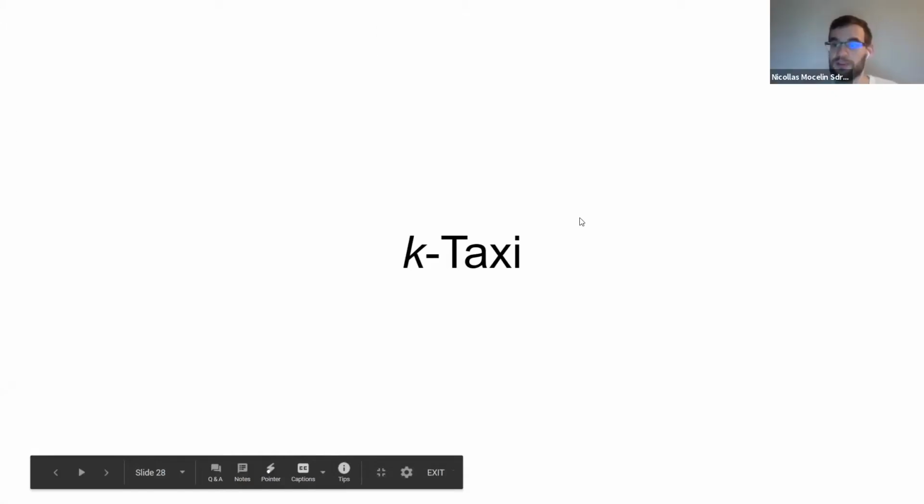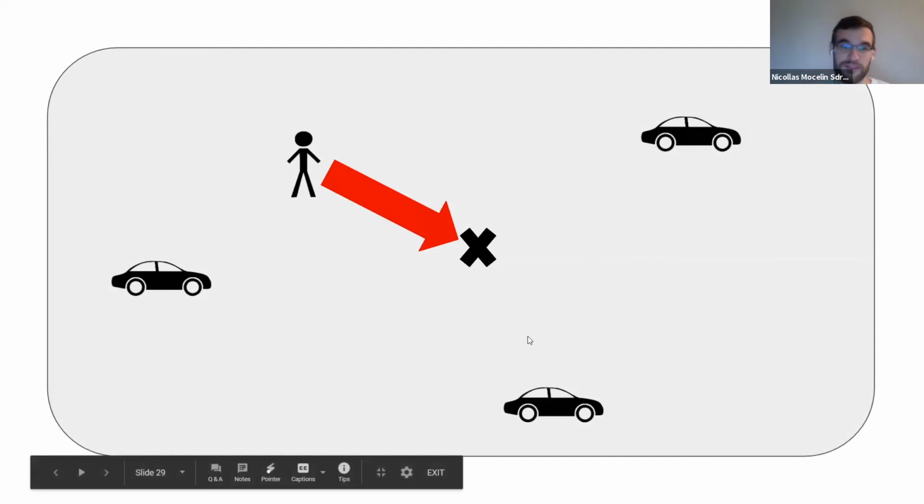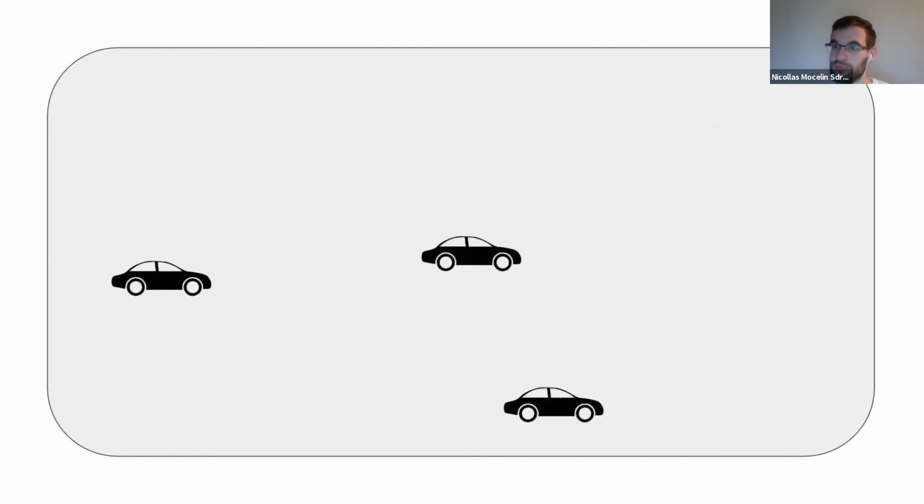So the second problem that's related to case server that we have studied is the K-taxi problem. This problem is again very similar. Instead of case servers, we have K-taxis, and requests have a start and an end position. To serve a request, we need to send a taxi, pick up the passenger at the starting position, and then move to the end position.